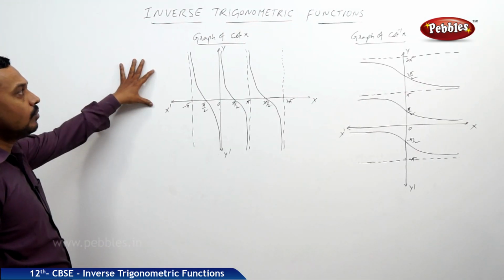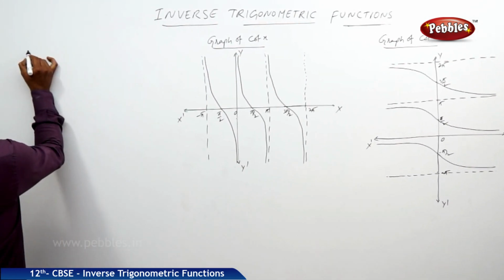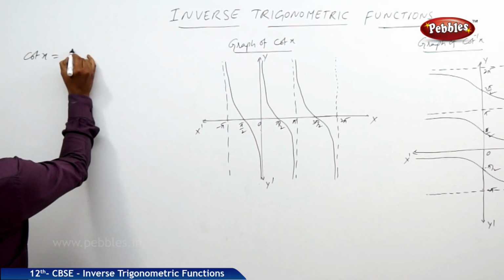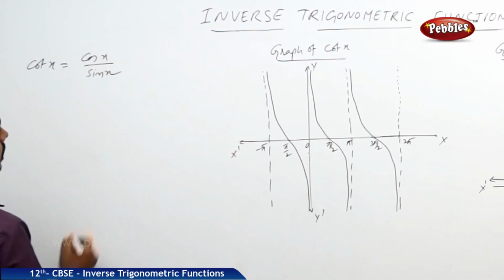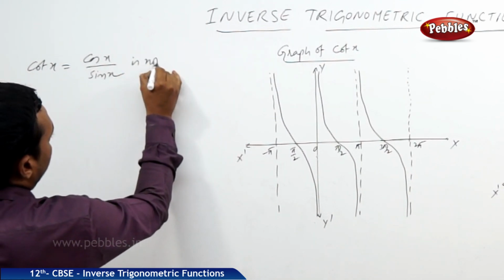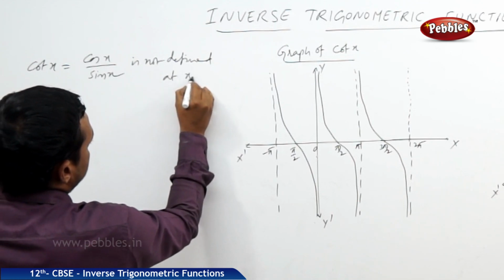Now we have one more trigonometric function, cot x. You know, cot x is equal to cos x by sin x. Now it is not defined at x equal to n pi.